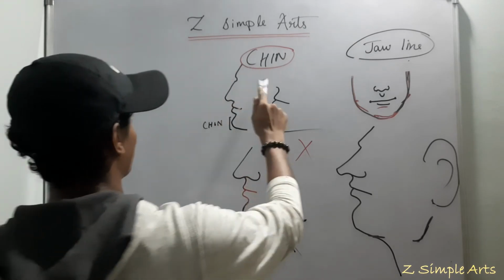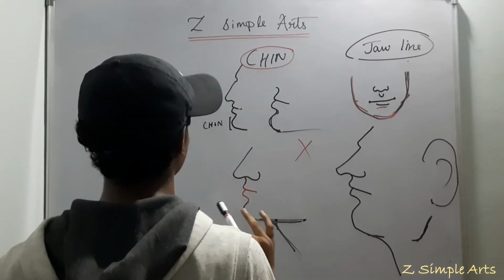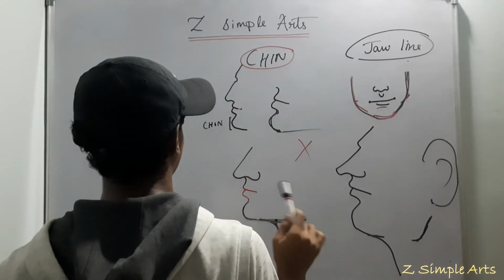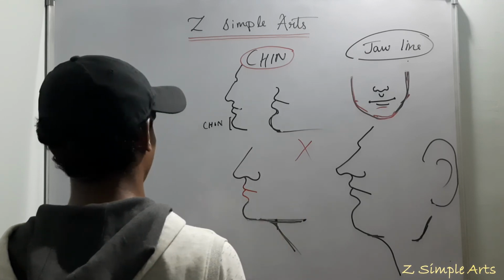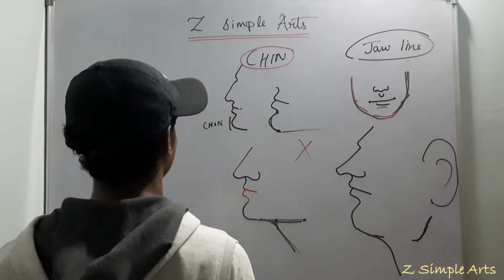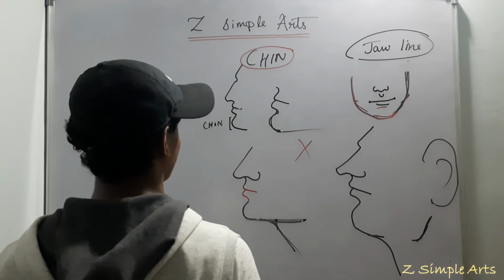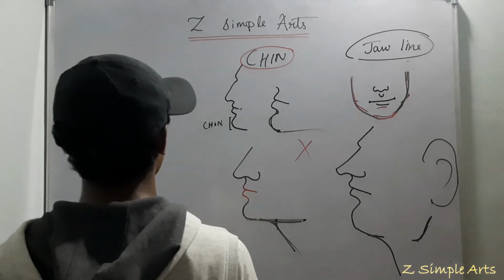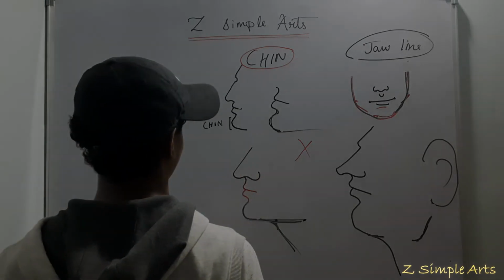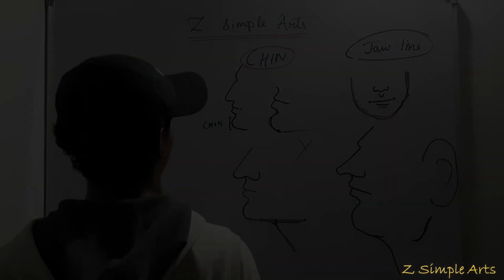And if you know how to draw the chin and jawline, you can proceed further to combine all the parts which we have learned till now: the eye, the nose, the lip, the ear, jawline, chin. If you combine all, we will get a proper face. In the next video, let's learn how to draw hair.